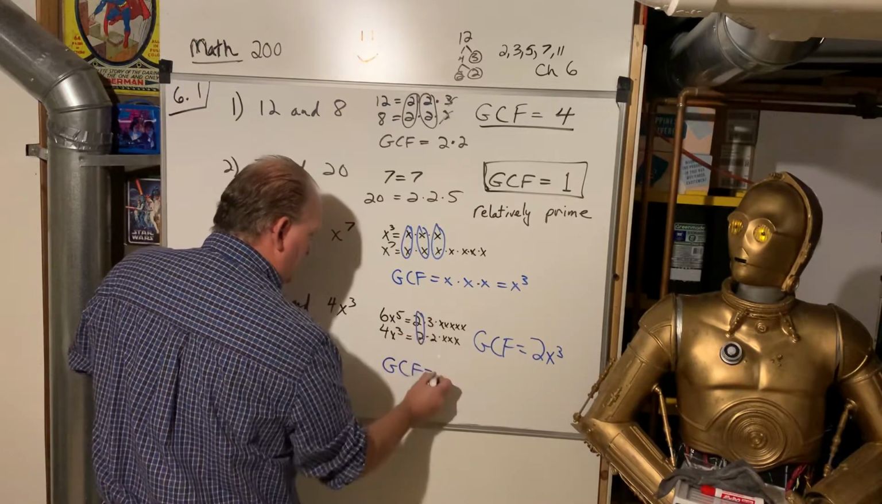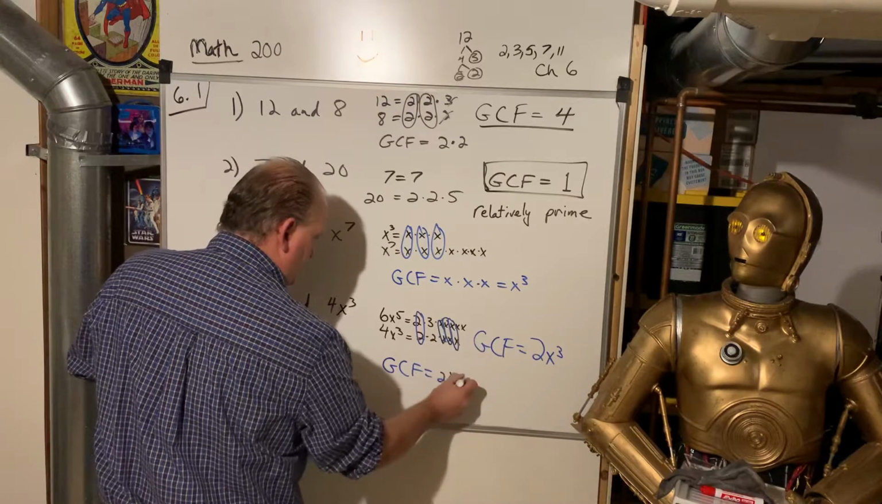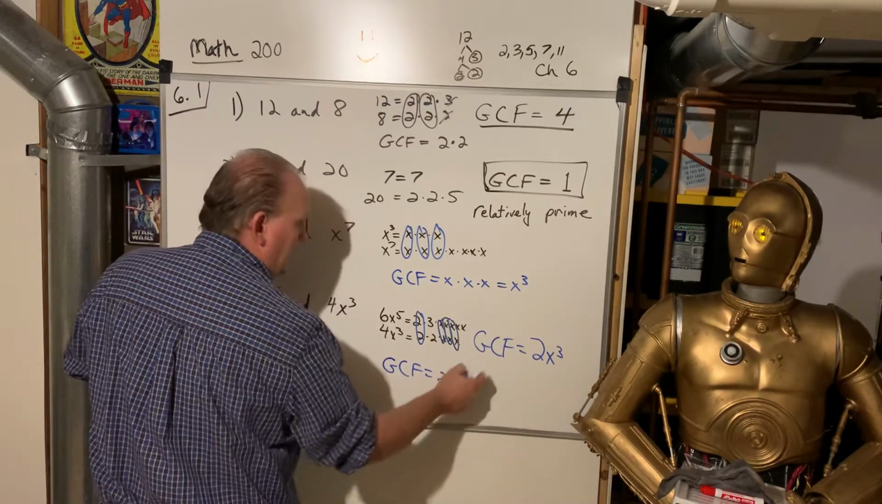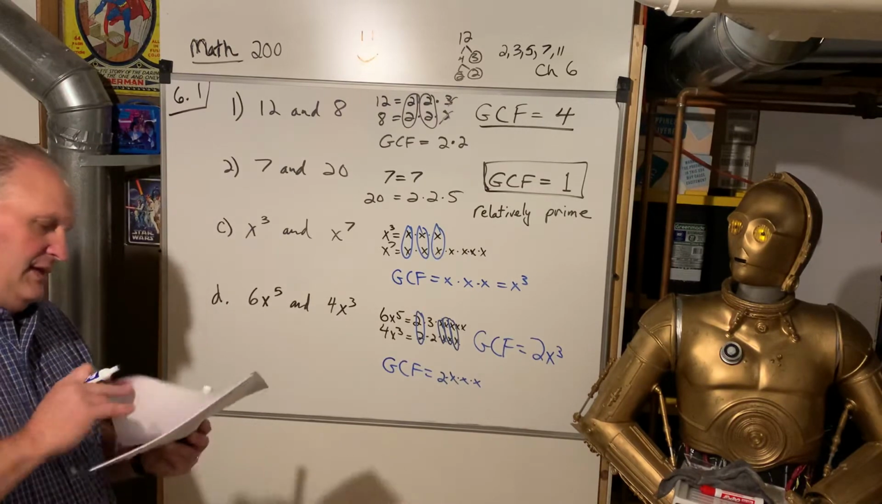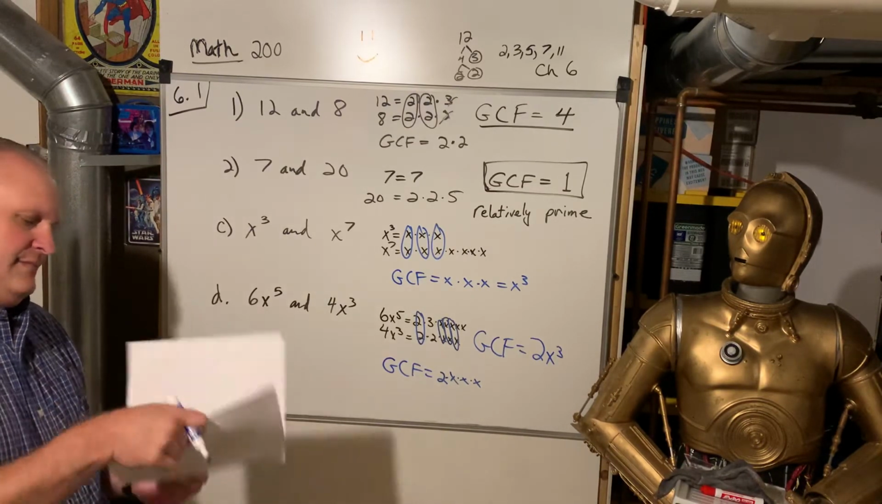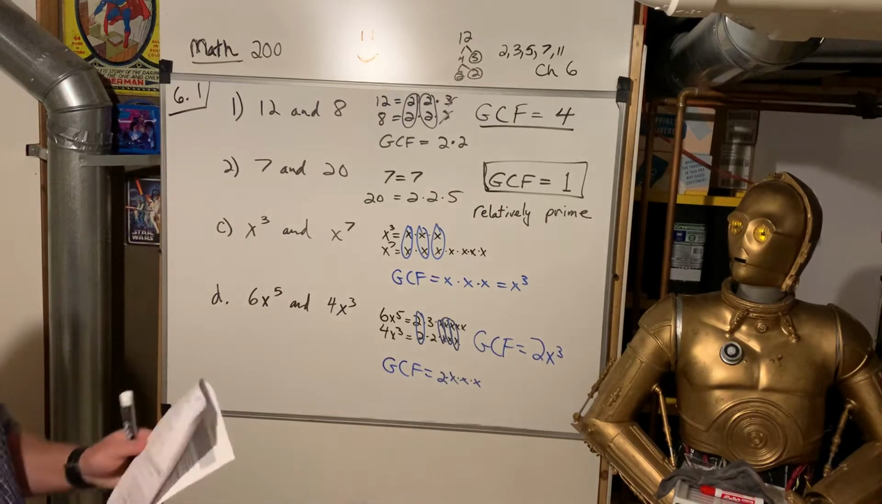So they have a 2, they have an x, and an x. And that's our 2x to the third. All right? Okay. So let's look at the next page.